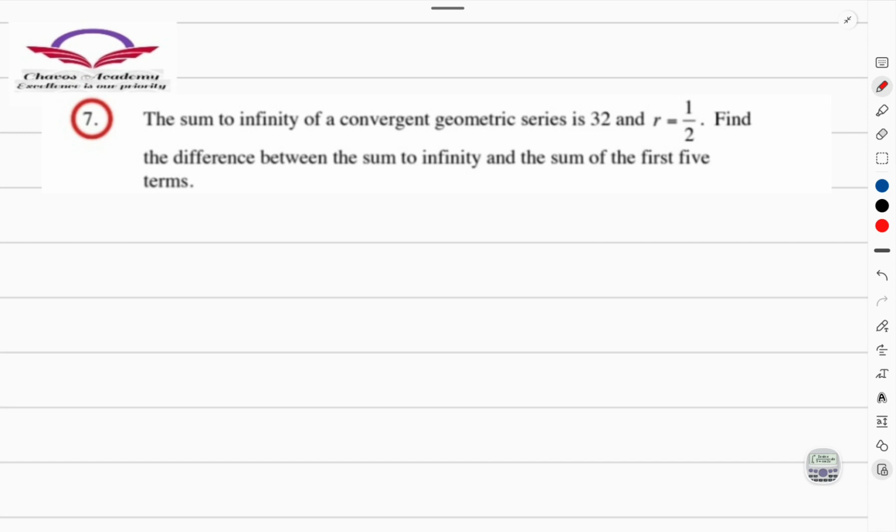We can see on the screen we have our challenge question. It's given by, they say, the sum to infinity of a convergent series is 32, whereby r is given by half. We need to find the difference between the sum to infinity and the sum of the first five terms, right?